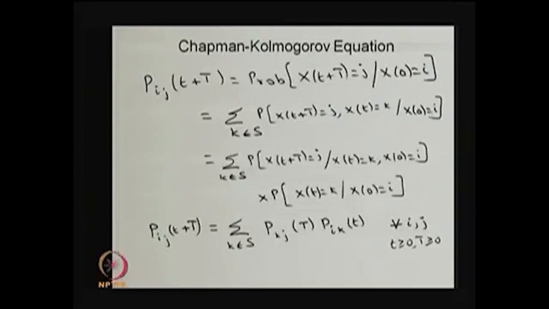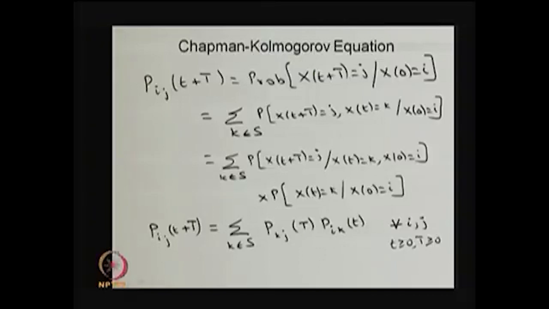I can make one more state k at time point t. For all possible values of k I will get the same result. That is same as I can make a summation over k, k belonging to S, where S is the state space. That is same as the conditional probability that the system will be in the state j at the time point t plus capital T, given that it was in the state i at time 0 as well as in the state k at small t, multiplied by the transition probability of the system moving from 0 to t, from the state i to k.